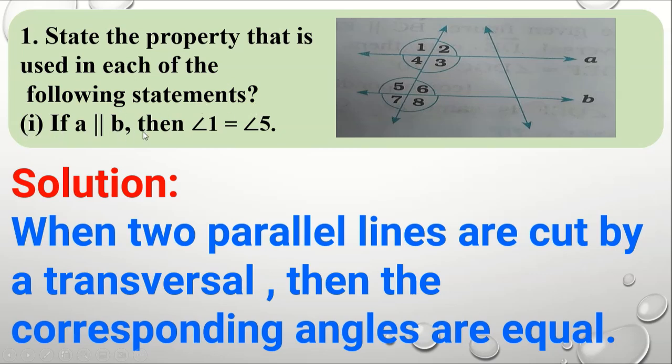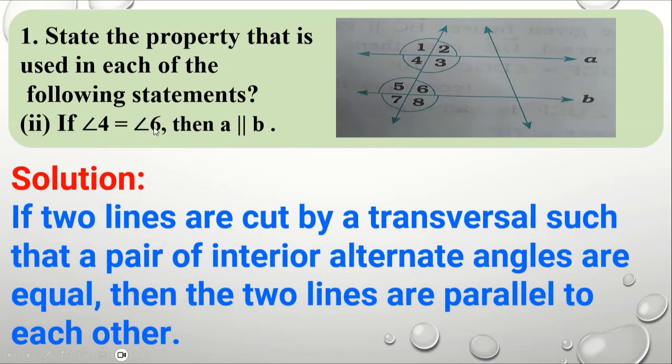The question is, if a is parallel to b, then angle 1 equals angle 5. When two parallel lines are cut by a transversal, then the corresponding angles are always equal. So 1 and 5 are equal.